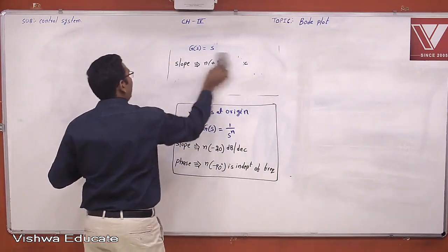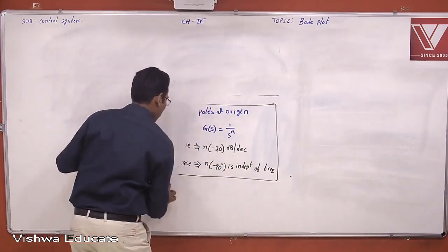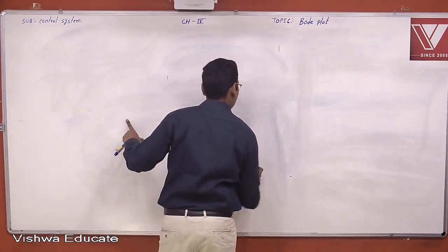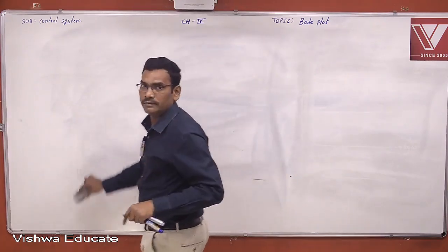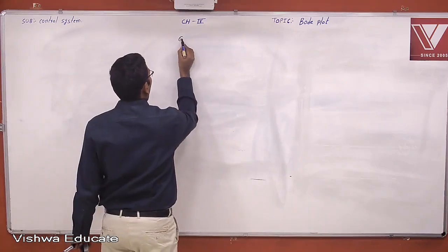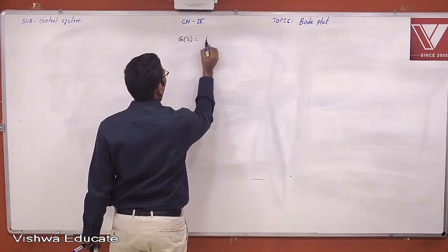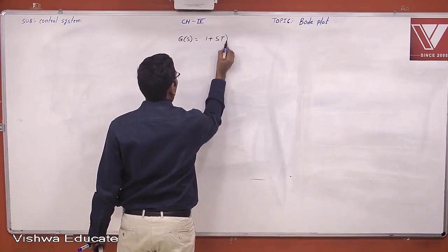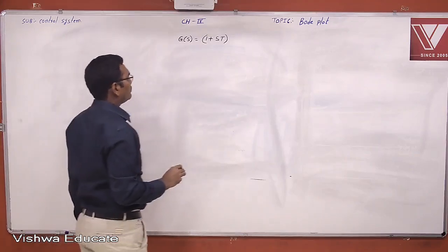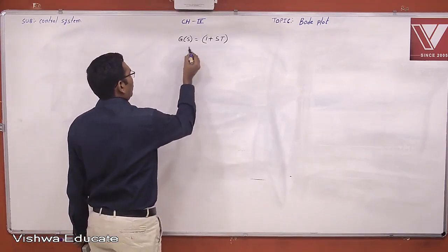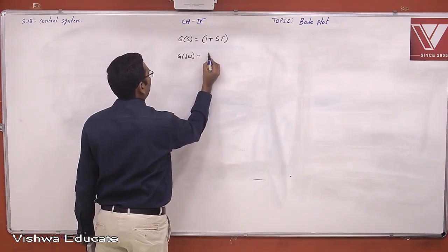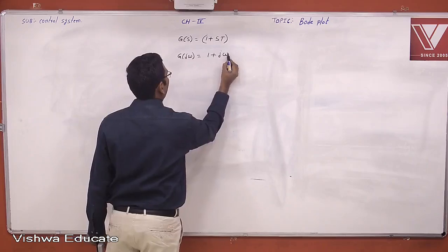Now we will see if the transfer function consists of zeros or poles. This is poles at origin and this is zeros at origin. Now G of s is equal to 1 plus sT. Okay, this is a zero. Now if you replace s equal to j omega, 1 plus j omega T.